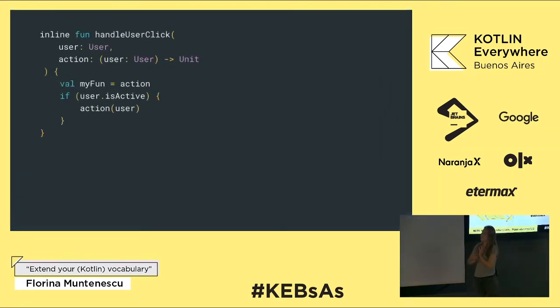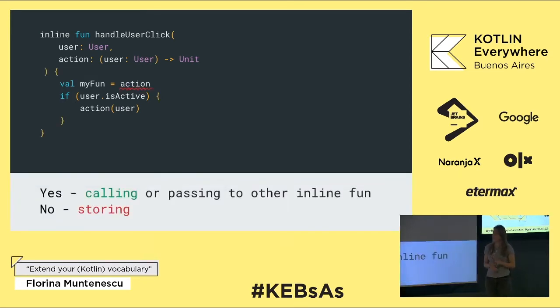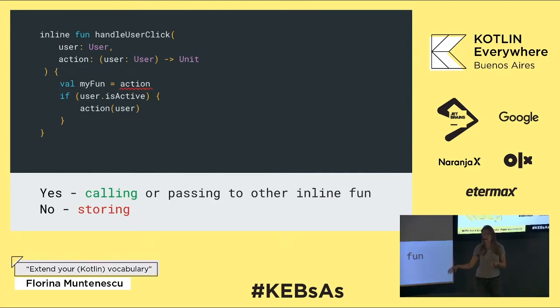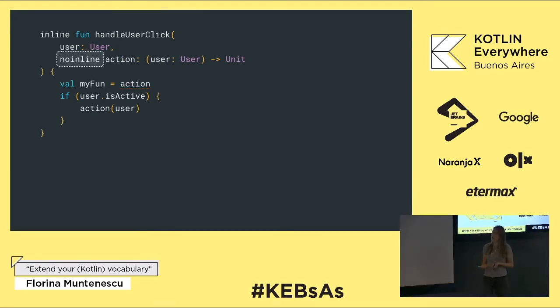Okay, but what if our code changes? What if in our handle user click, we want to do something with that action? Let's say that we want to keep it inside a variable and do something more with it. Well, in this case, the compiler complains, because you can use inline functions when you're calling or passing functions to other inline functions, but you can't use inline functions when you want to store them. So to do this, you will need to use the noinline keyword.